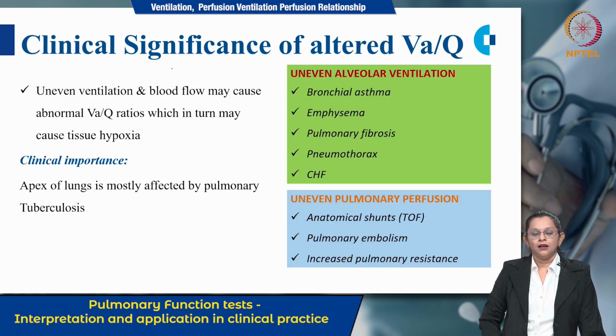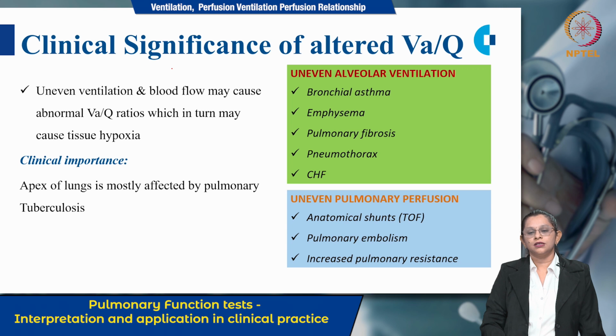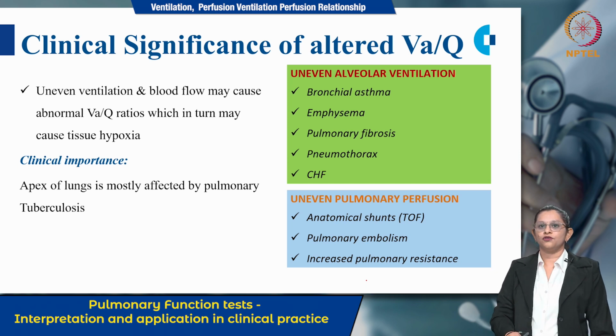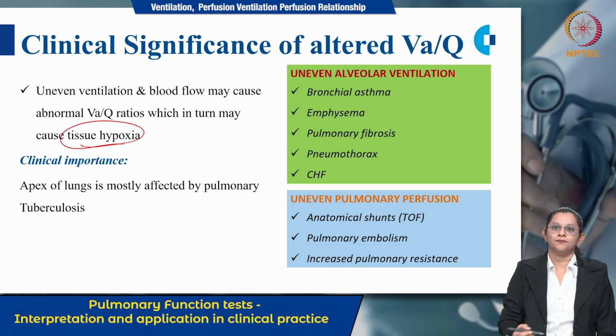Coming to the clinical significance of altered VA/Q. When does alveolar ventilation get altered? In a lot of clinical conditions such as bronchial asthma, emphysema, pulmonary fibrosis, pneumothorax, congestive heart failure. And there is uneven pulmonary perfusion in case of shunts, anatomical shunts like tetralogy of Fallot, pulmonary embolism and increased pulmonary resistance. So, this uneven ventilation and perfusion is not very good because it does not allow proper diffusion of gases. So, there is no proper oxygen content in the blood, which could result in tissue hypoxia.